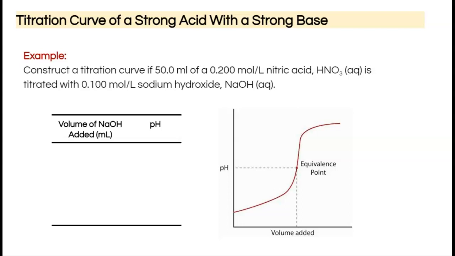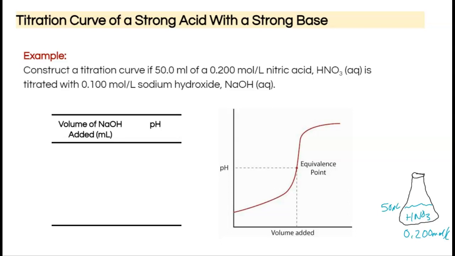Let me create a bit of a visual for you. We have our Erlenmeyer flask here, and it is going to contain our analyte. In this case, they're telling us we have 50 milliliters, so let's imagine this is the 50 milliliter line, and that's where our HNO3 is. That's where our acid is, and we know its concentration is 0.200 moles per liter.